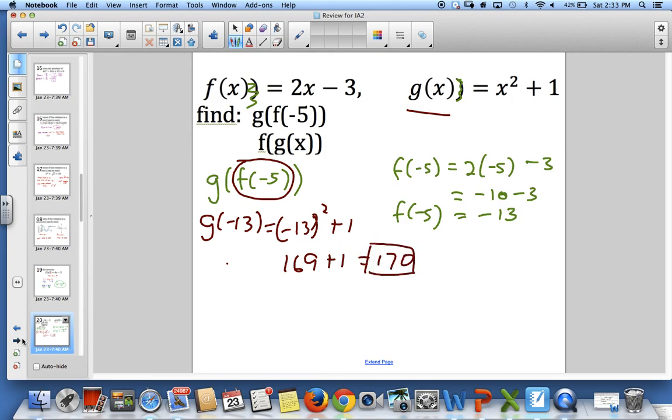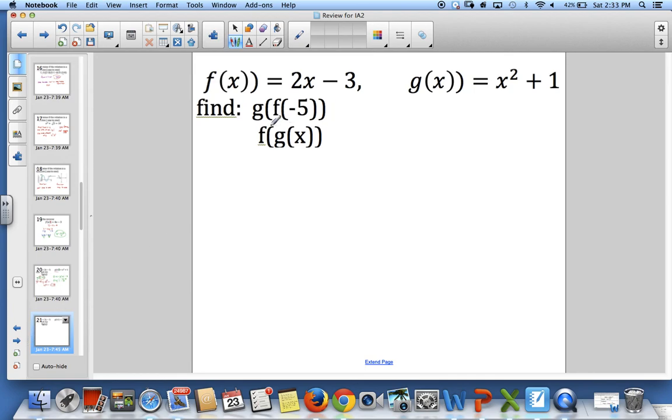Okay, now as we move on, we're going to find f of g of x. Now the problem with this one is it's a little different. The one before, we had negative 5 as a number. Here we don't have a number. So we take this whole thing. That just becomes f of, instead of g of x, I'm going to write x squared plus 1, because that's what g of x is.